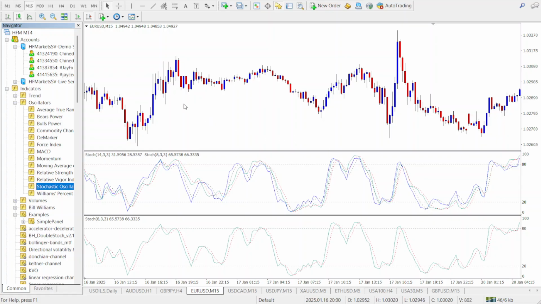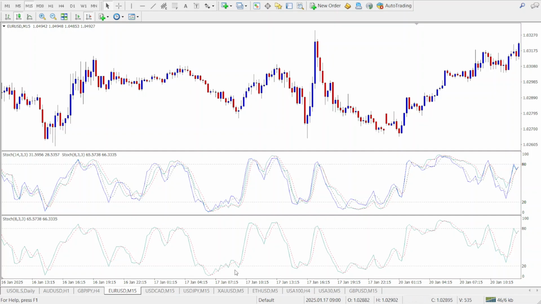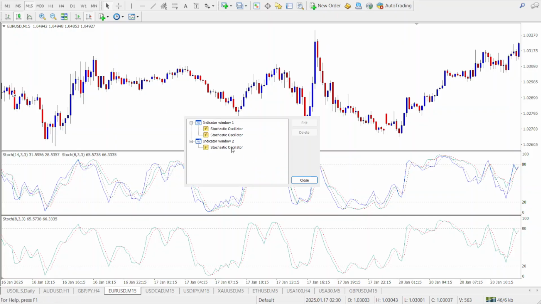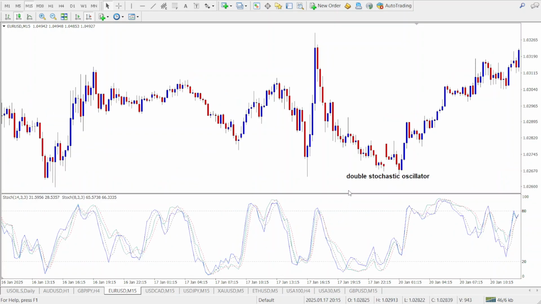All right. Okay. So after doing that, I'm now just going to remove this because I already added two indicators to this indicator window. So I'm just going to remove the second one. Okay. So this is what we have. So now we have our double stochastic oscillator. Right now, the third step is to look for confluences.